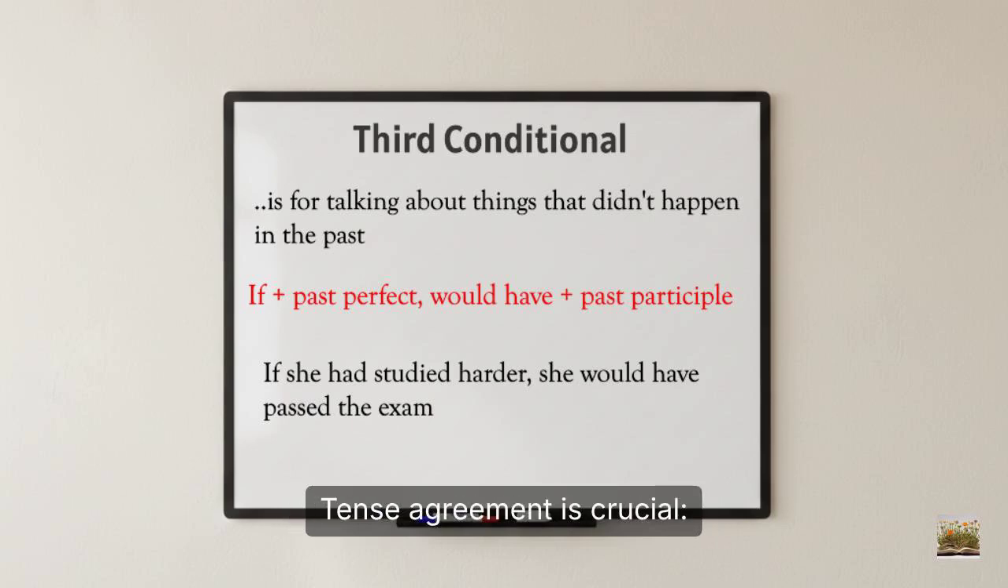Tense agreement is crucial. The if clause always uses the past perfect, while the result clause uses would have followed by the past participle. This clear separation helps convey that both the condition and its consequence are impossible in the present, as they refer to a past that cannot be changed. The third conditional is often used to express regret or to imagine how things might have turned out differently.